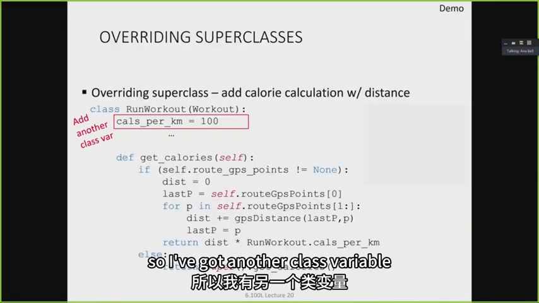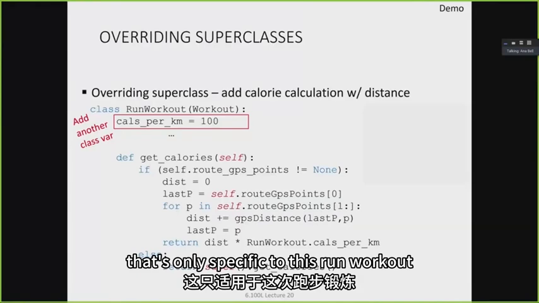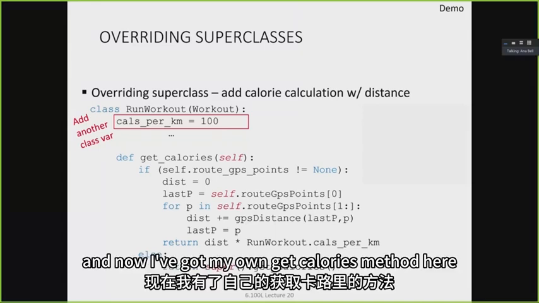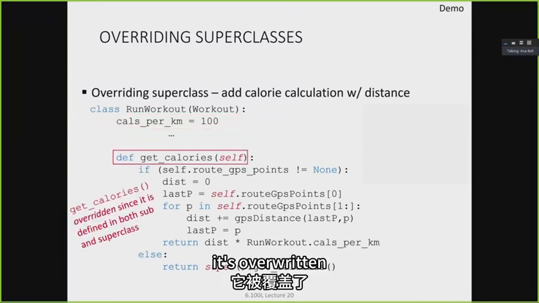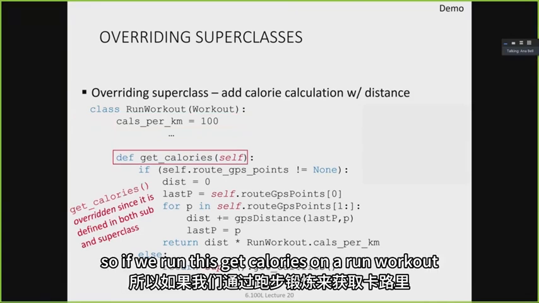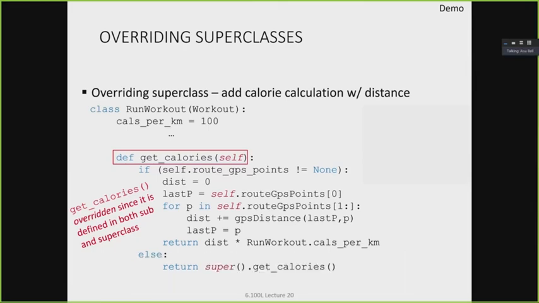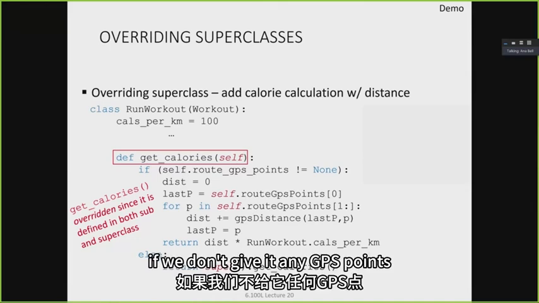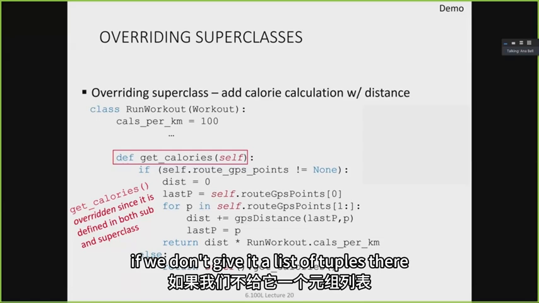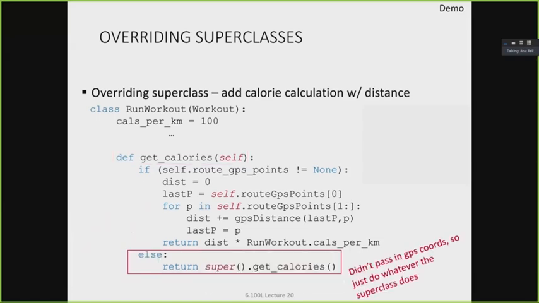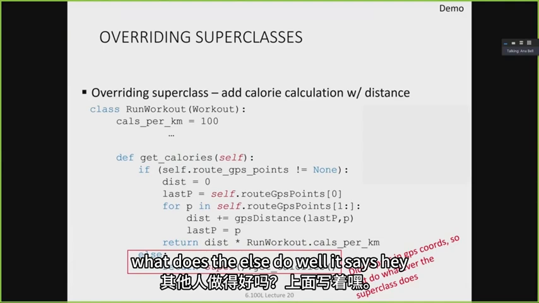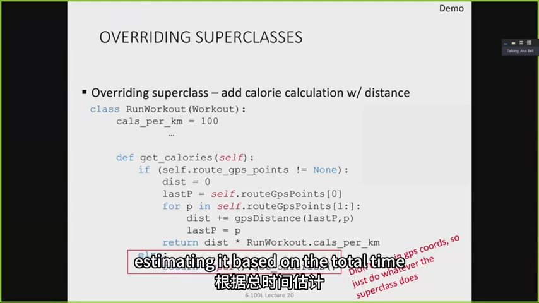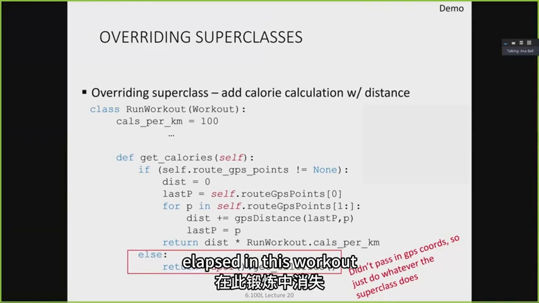So I've got another class variable that's only specific to this run workout. So workout does not know about this. Calories per kilometer is 100. And now I've got my own get calories method here. It's overridden. So if we run this get calories on a run workout, it will use this one. And what does it do? Well, if we don't give it any GPS points, if we don't give it a list of tuples there, Python will default to the else. What does the else do? Well, it says, hey, who's your parent? Run their get calories method. So that's just estimating it based on the total time elapsed in this workout, right?